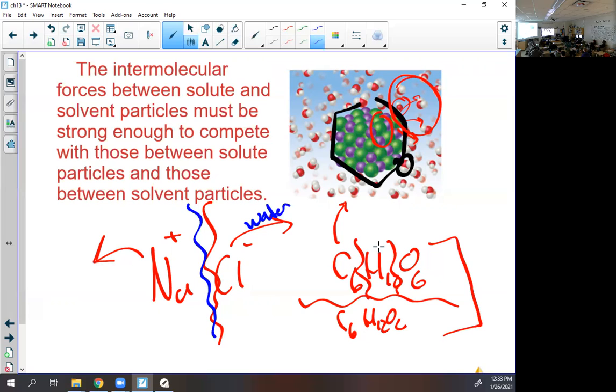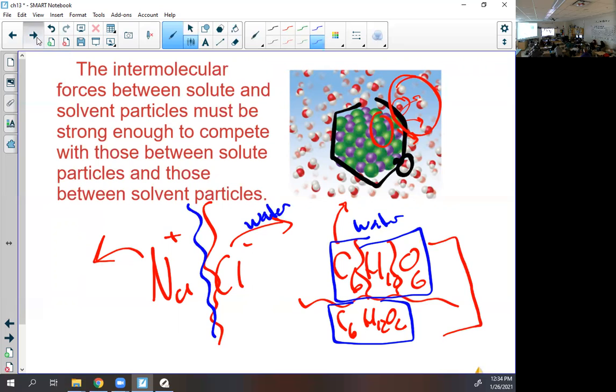All right, but sugar, the actual C, H, and O, its attraction to water is basically zero. But the attraction of the actual whole molecule to water is greater than the attraction to another sugar particle. It's really big. It does have some London dispersion forces that make it attractive to this.